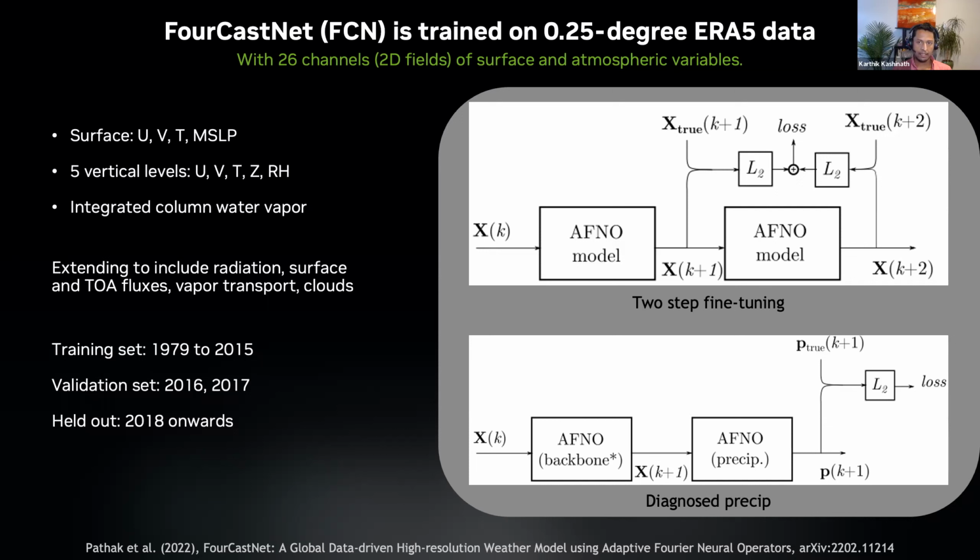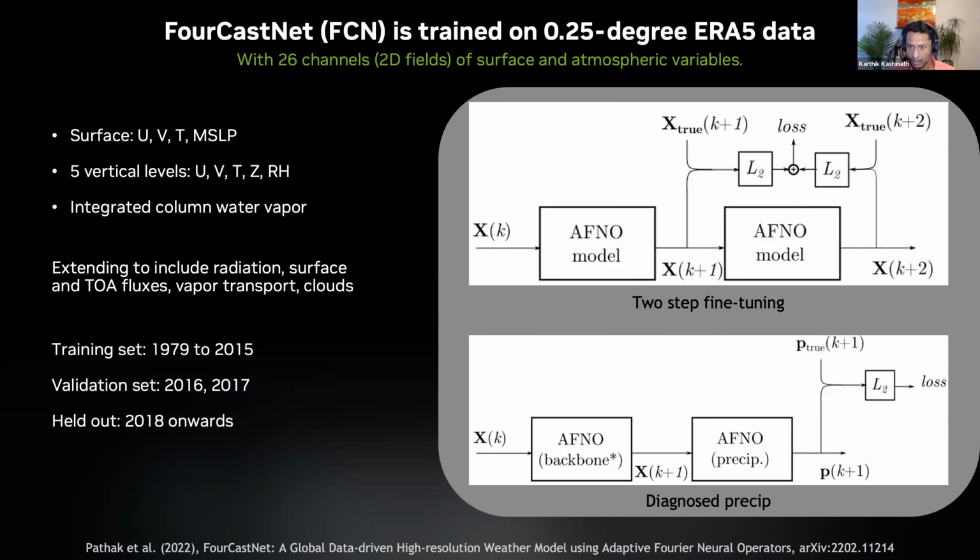We're currently extending this to include many more variables. We think that radiation, surface fluxes, top of the atmosphere fluxes, vapor transport, and clouds could also be incorporated into this model. Of course, it would be harder to train and require more compute, but we expect that the predictive skill of the model would improve. The training set is from 1979 to 2015, and the validation is 2016 and 2017, and we have a held out test set 2018 onwards.